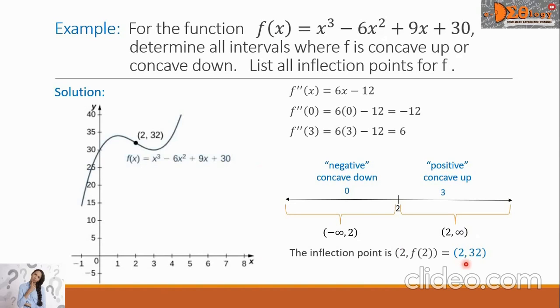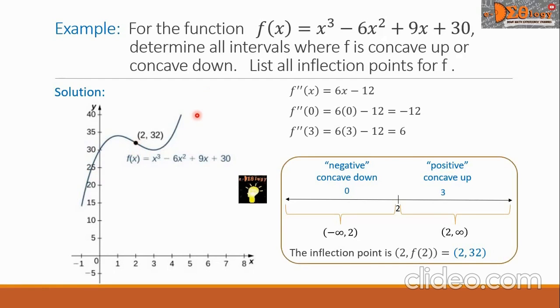Now using our graphing facility, this is the graph of our function. We can see that the point 2, 32 is the inflection point. Look now on the sub-interval on the left side of 2. You can see that the function here is concave down, while on the sub-interval on the right side of 2, we can see that the graph is concave up. This is our final answer.